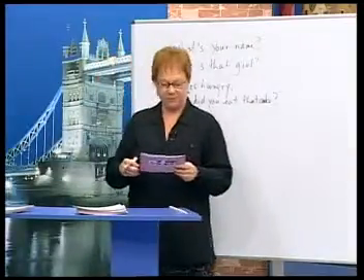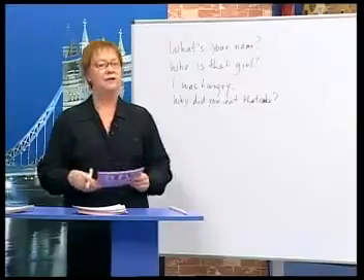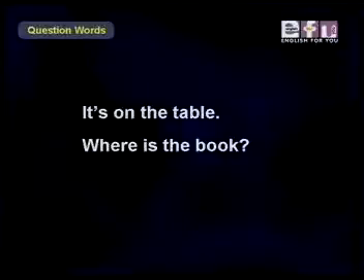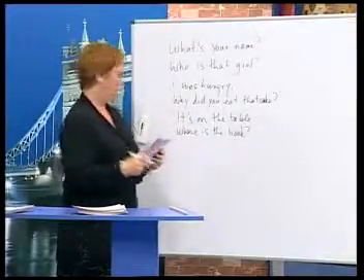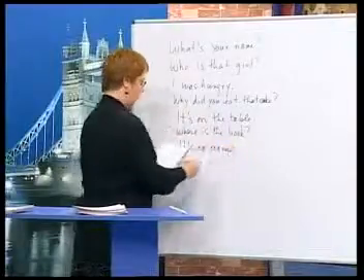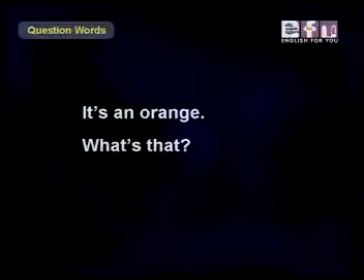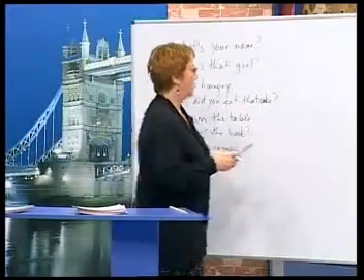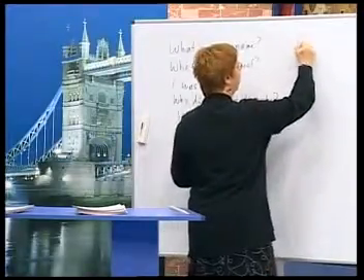Okay, now let's start with Isabel. It's on the table. Isabel, what's the question? Where is the book? Yeah, okay. So it's on the table. The question is, where is the book? All right, now, Ali, here's the answer. It's orange. What's that? Yes. Okay, now this is a long one.